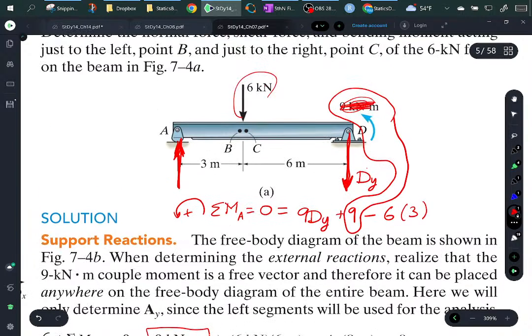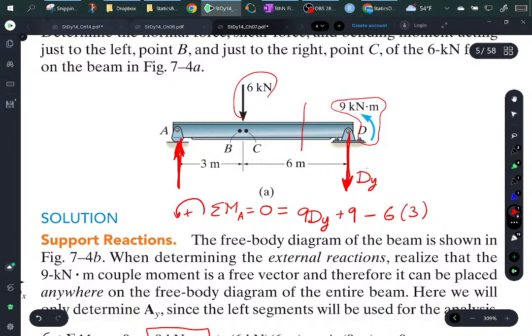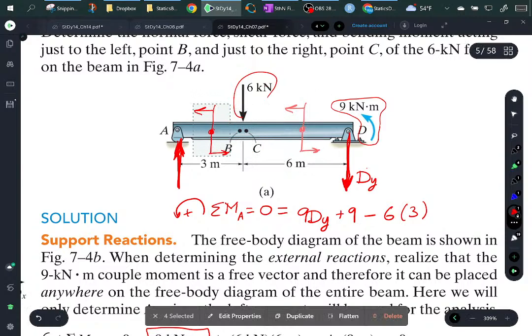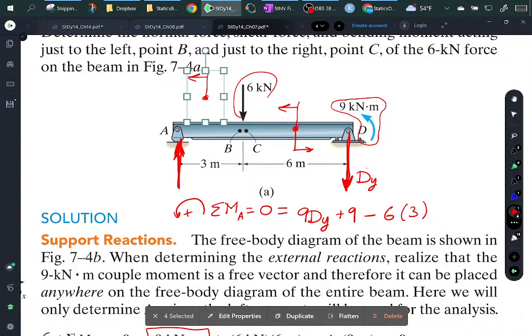The reason I didn't do it about D is that I wanted to get away from this concept of thinking about where this is located. As we talked about with a couple, you can twist right here. You can take this thing and move it anywhere. It's not going to change its couple value. So it will not change the value of the couple. Matter of fact, you can move it up here. You can move it anywhere. A couple remains a couple no matter where you put it.